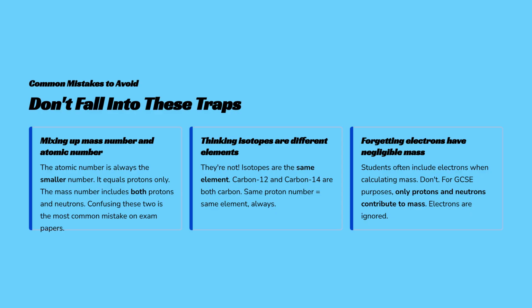Avoid these common traps. Never confuse the atomic number with the mass number. The atomic number is always smaller. Remember that isotopes are the same element, and never include electrons when calculating the mass number.